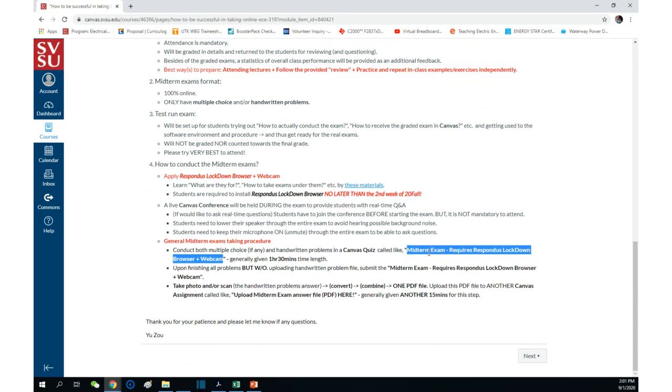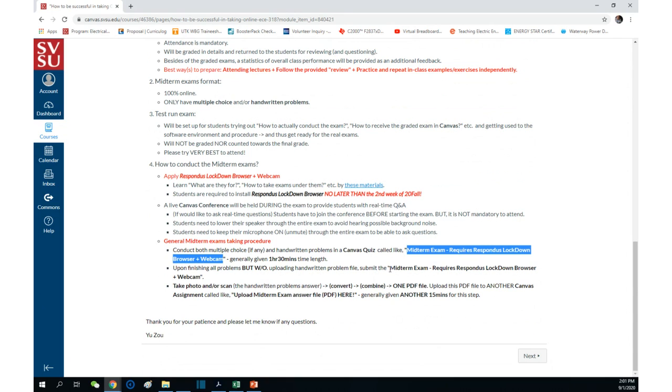Because again, under the lockdown browser, it does not allow you to upload. Does it make sense? This is a little bit awkward, but it doesn't allow you to upload anything. You have to submit without uploading. And then you still need to upload the answer sheet, obviously.